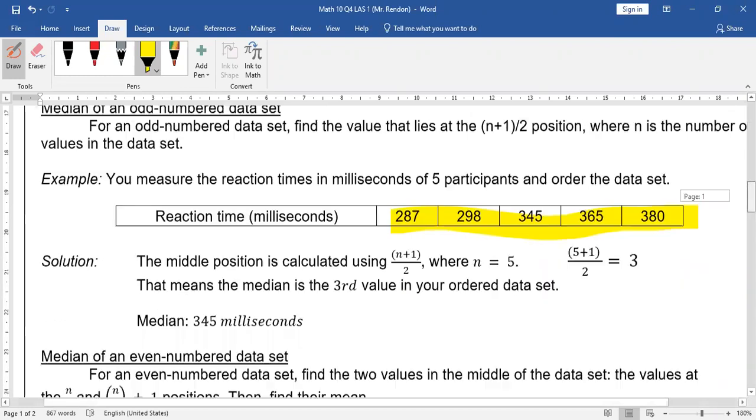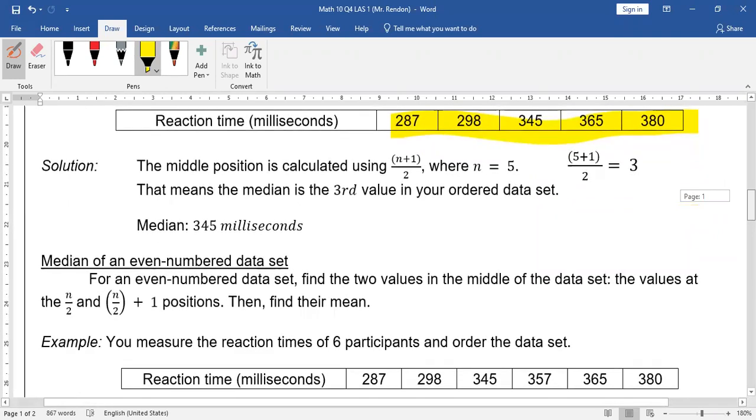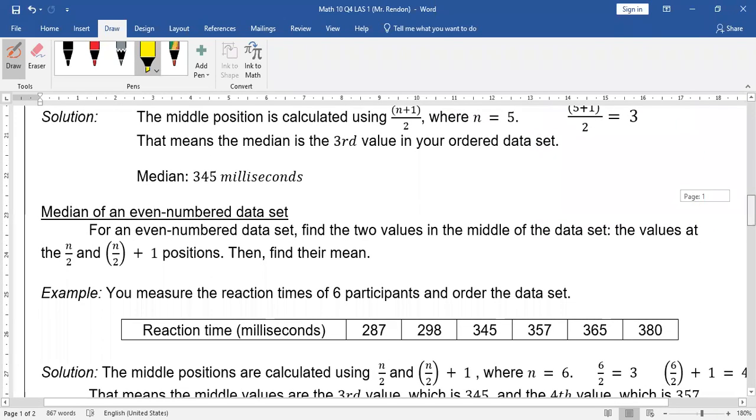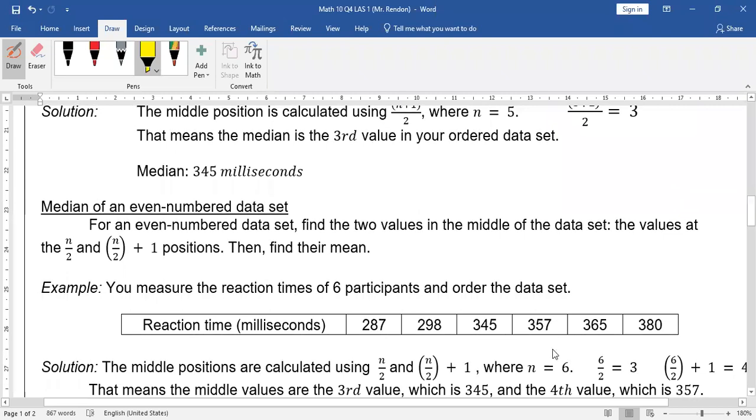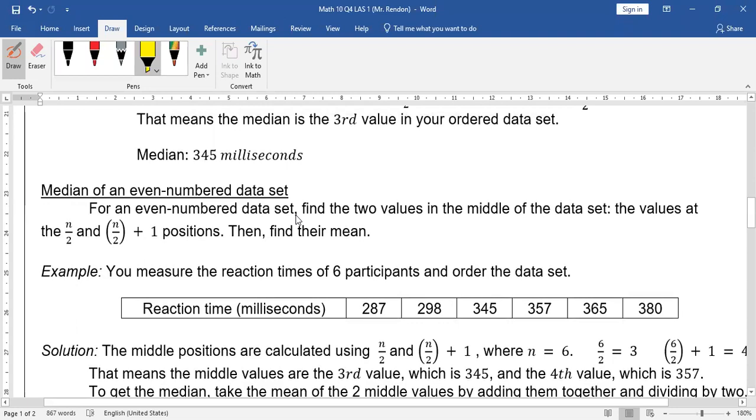The second case is if the number of scores in the data set is an even number. This is the medyo mabudlay. For an even number data set, find the two values in the middle of the data set, the values at the n/2 and n/2 plus 1 positions, then find their mean. Meaning, buloon mo ang duha nga sa tunga, i-add kag divide sa 2. Meaning buloon mo ang mean.